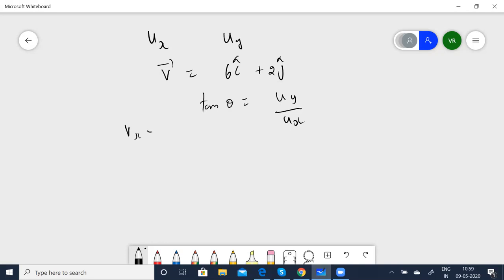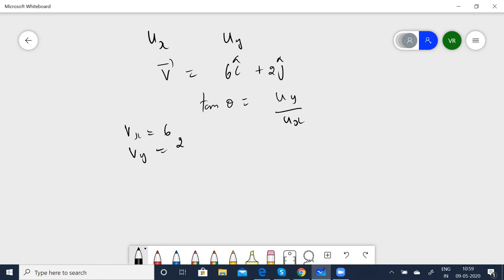Let ux and uy be the initial components of velocity. So v vector is given by 6i plus 2j. So tan theta should be equal to uy by ux. Now vx is going to be 6, and vy is equal to 2.